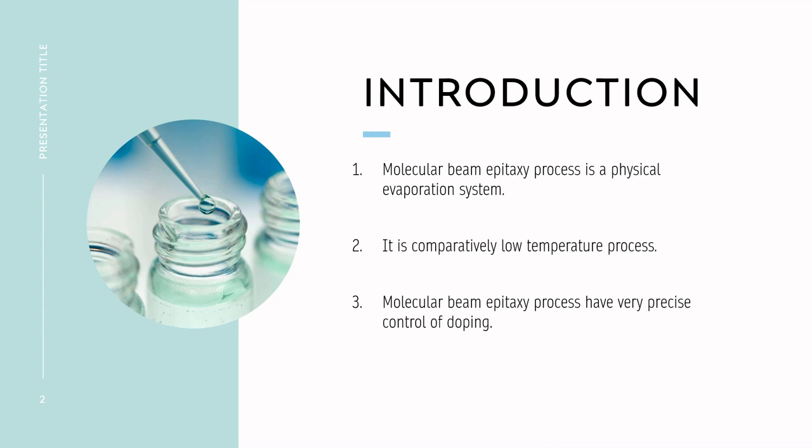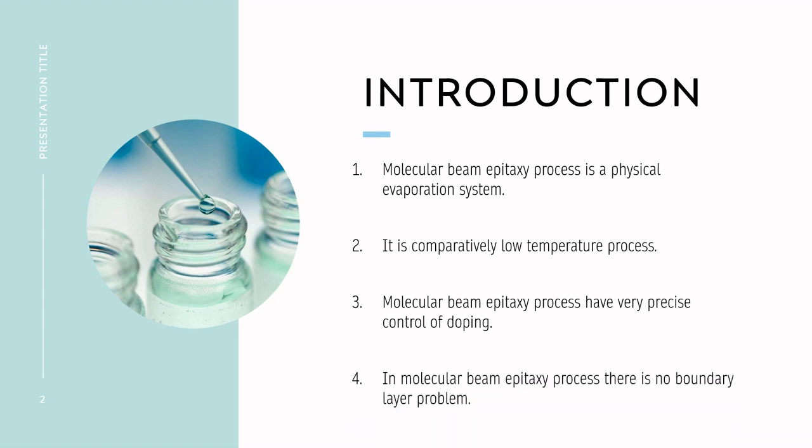And the other problem of the VPE process is auto doping, because the VPE process is a high temperature process. So the molecular beam epitaxy system eliminates both these problems. It will give us a smaller growth rate as well as minimize the auto doping problem. So we can grow a very thin layer with precise control of doping. So we have much better control over the epitaxial layer.